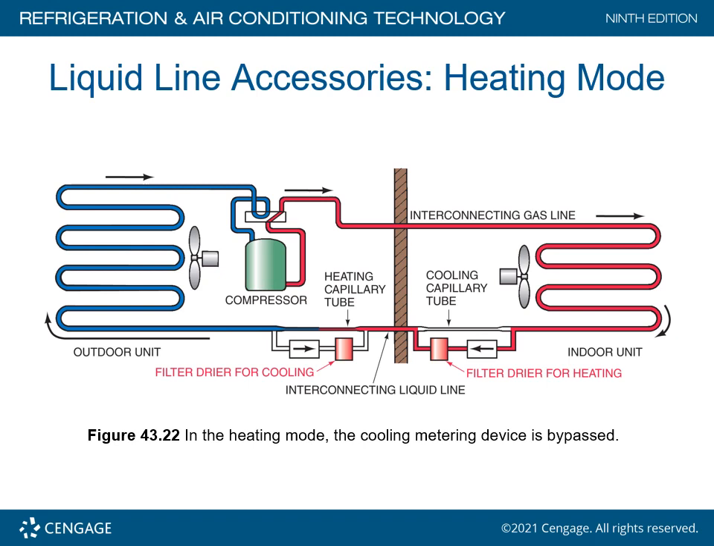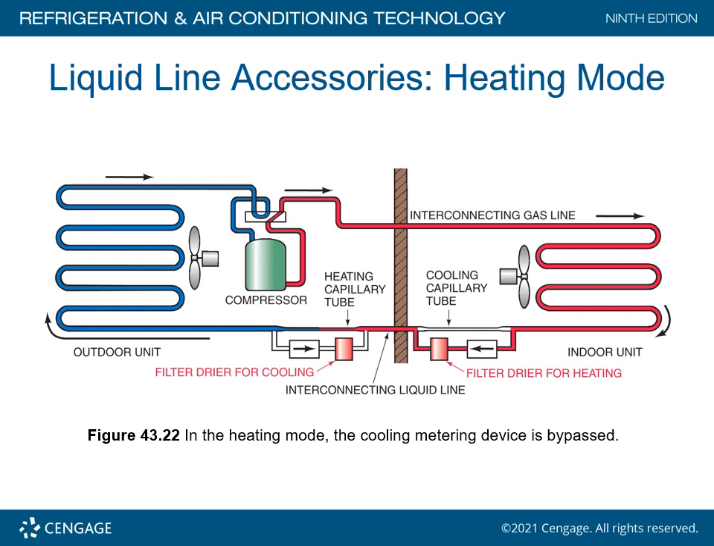So here's our filter dryer for cooling. Notice that we have a check valve, one position only, and a heating capillary type 2. Then we go over here on the indoor unit. We have another metering device and a filter dryer right here. Notice that we have a check valve in the opposite position. And then we have a capillary tube for our metering device here.